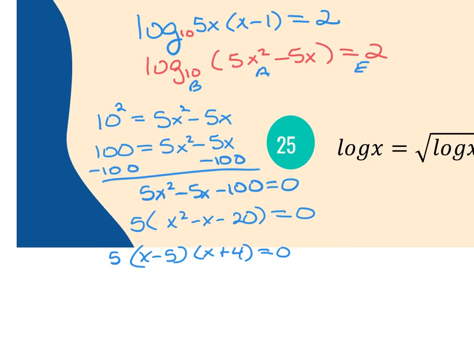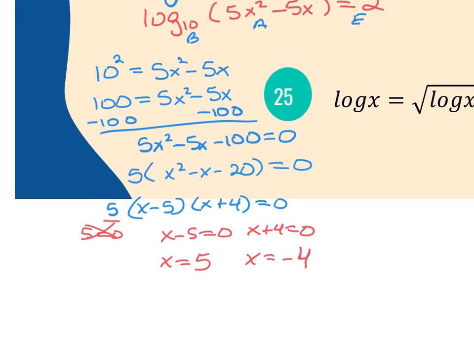Now I need to solve for x, setting each piece equal to 0. Setting this equal to 0 is nonsense. We don't need to worry about that one, but we do need to do these two. This one gives me x equals positive 5. This gives me x equals negative 4. I need to check this. I need to make sure that these answers aren't going to make my original problem negative.